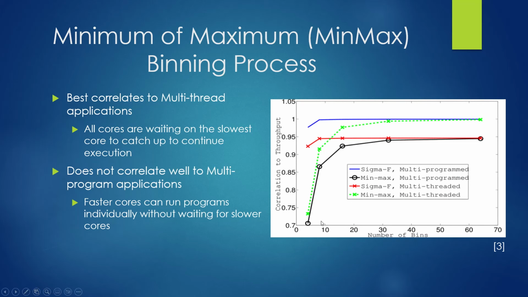For a multi-threaded application, what the green line here is showing does, as you increase the number of bins, approach a true correlation to throughput. This is due to the reason that I mentioned before, that these types of applications truly are bottlenecked by the slowest operating frequency of a single core. That's why this method does a good job of correlating the throughput in those situations.